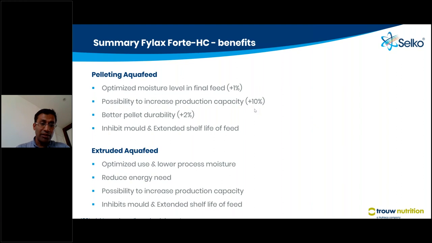And in the extruded aqua feed, you are able to optimize the moisture use in a better way, and thereby you can lower the process moisture needs. And that also means you can reduce energy in the drying. And this also gives a possibility to expand the production capacity, because sometimes in extrusion the drying is a limitation for throughput. And of course you have extended shelf life as well.